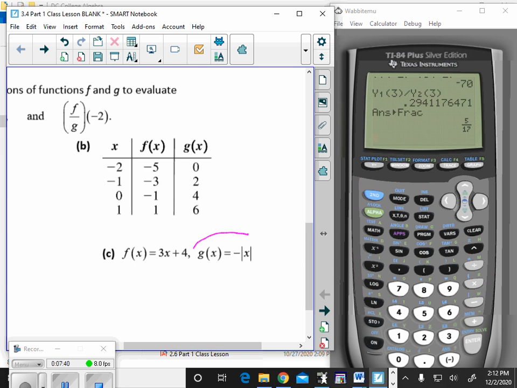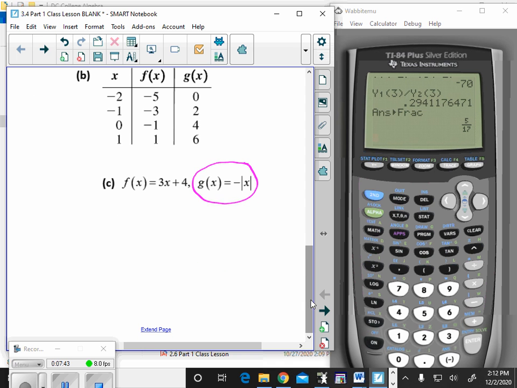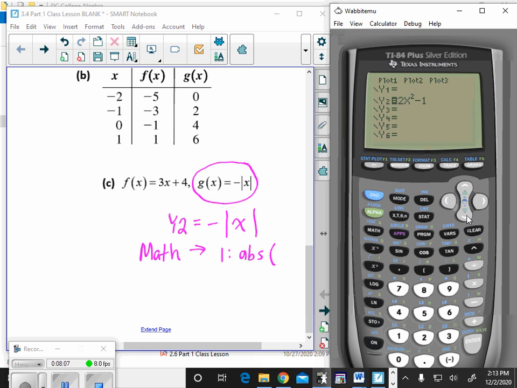I did want to show you one thing down here. When you put this function in your calculator, it'll be y2, and you're going to let y2 be the opposite of the absolute value of x. So you're actually going to use the math button, and then you'll choose number 1, which is ABS, and it stands for absolute value. Let me show you as if I was going to do this problem, but I'm not going to. You would have put 3x plus 4 into y1, but then down here we'll put the opposite, and now we want this to say the absolute value of x.